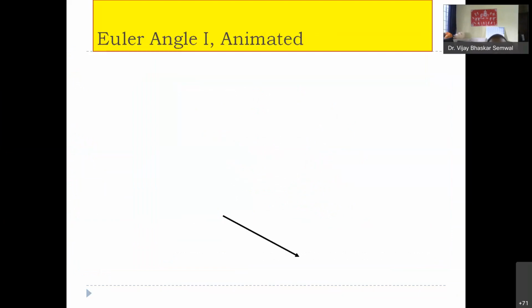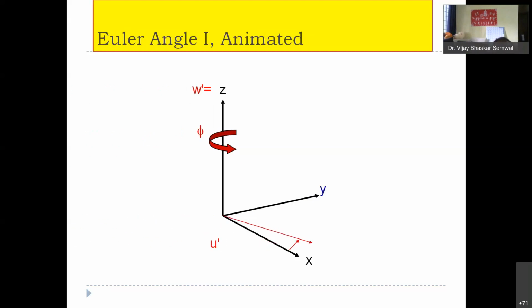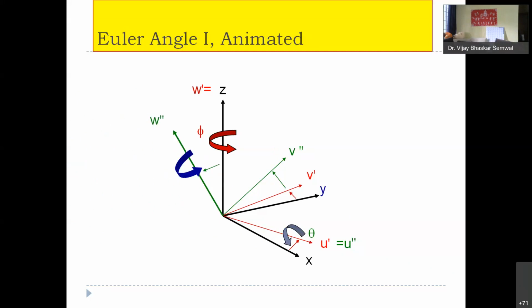The animation. This is your x-axis, y-axis, z-axis. Okay, all are perpendicular. Now you are rotating around the z-axis. So what will happen? W prime will come, which is very similar to z, but x will shift to x prime by 5 degrees, and y will shift to y prime by 5 degrees. Okay. Now again I'm rotating around the u axis. What will happen? V and W will shift by theta degrees. So u and u double prime are the same, but v will shift to v prime, and W will shift to W prime by 5 degrees. Okay. That is what we consider Euler angles.